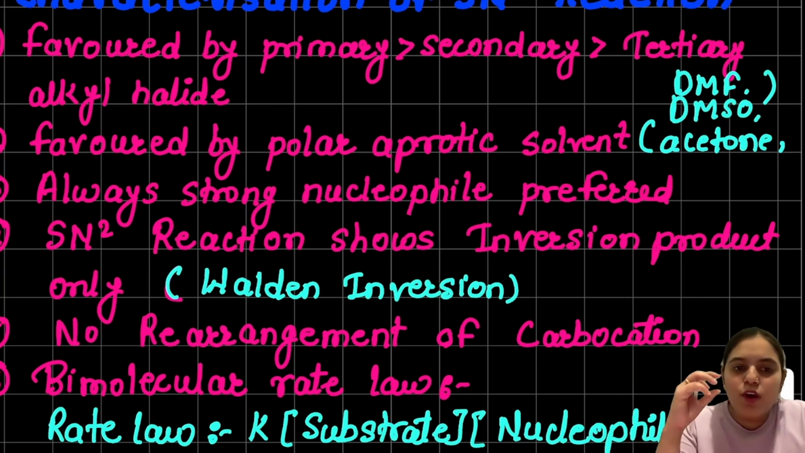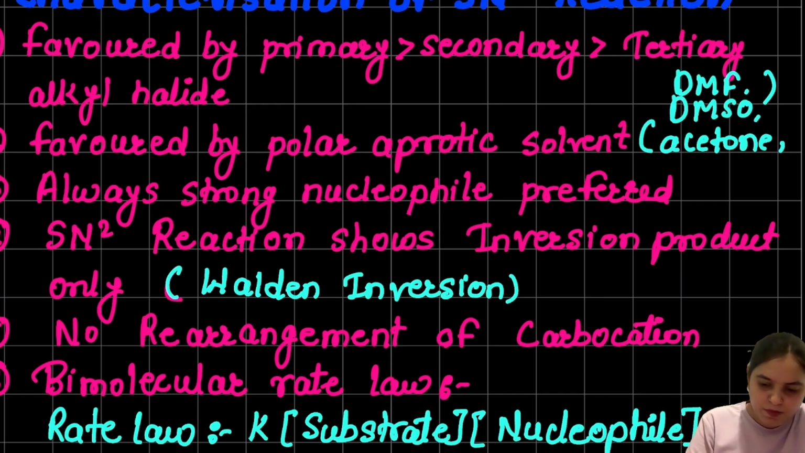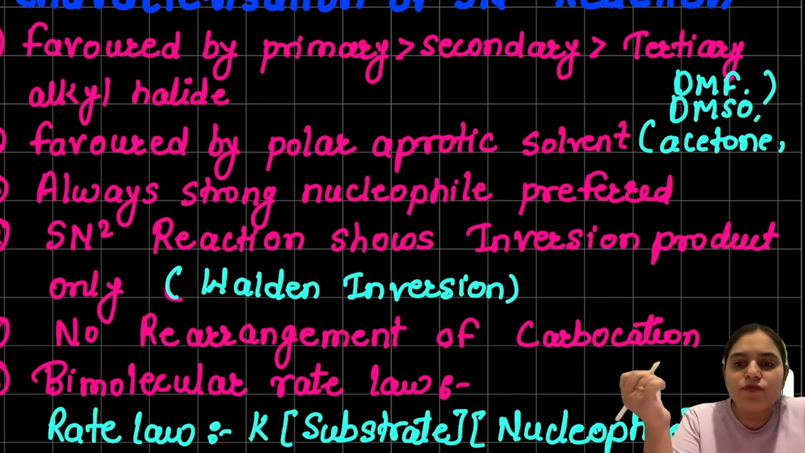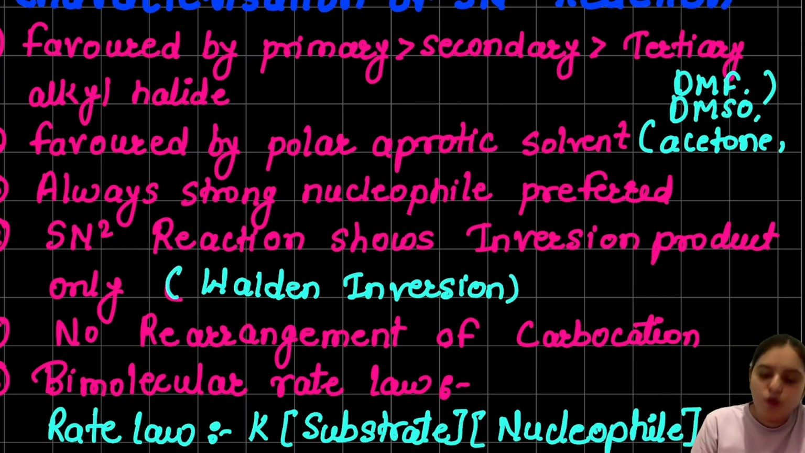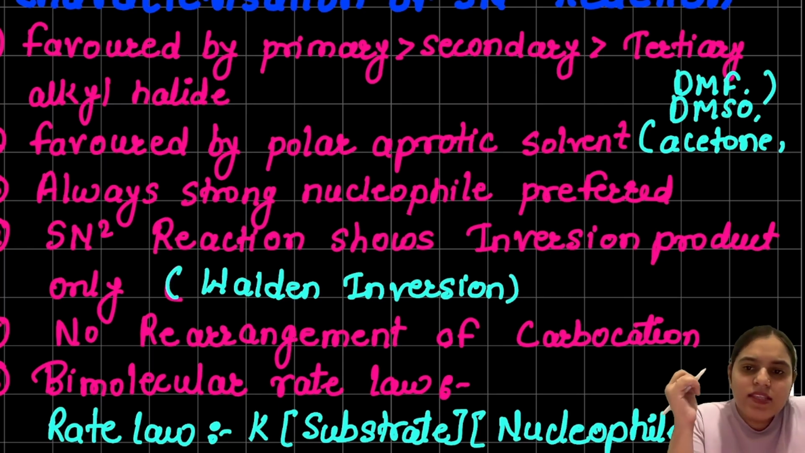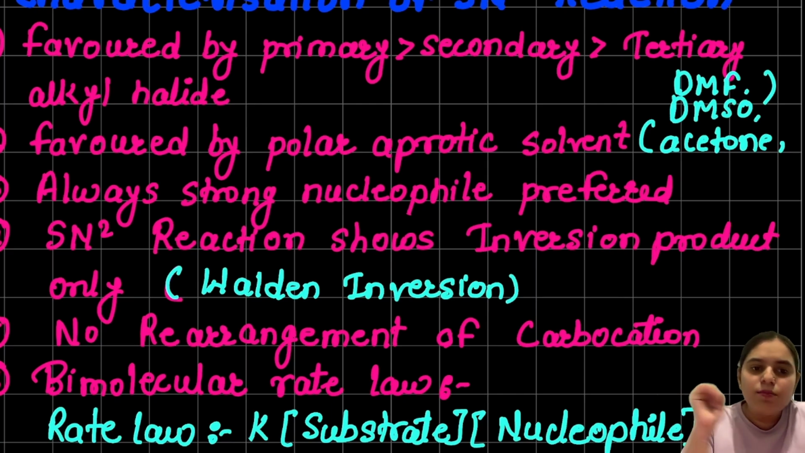Fourth point is inversion of configuration. Since the nucleophile attacks from the back side, the product shows the inversion of configuration, also called the Walden inversion. Walden is the scientist. Fifth point: no carbocation rearrangement is formed in the SN2 reaction. Unlike SN1, no carbocation intermediate is formed, so hydride or methyl shifts do not occur in this SN2 reaction.